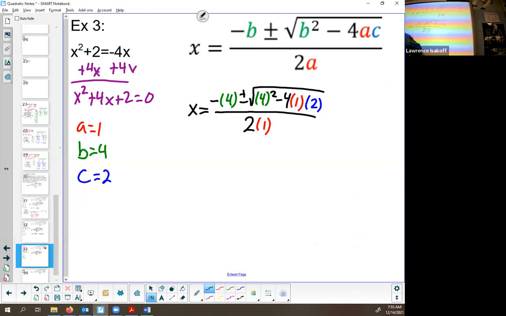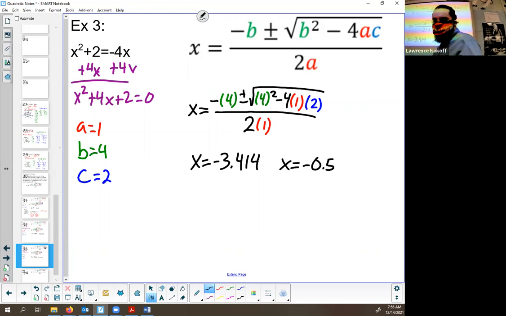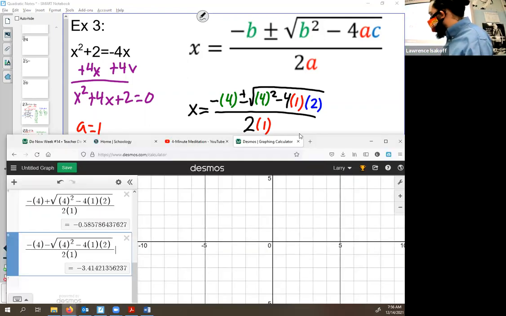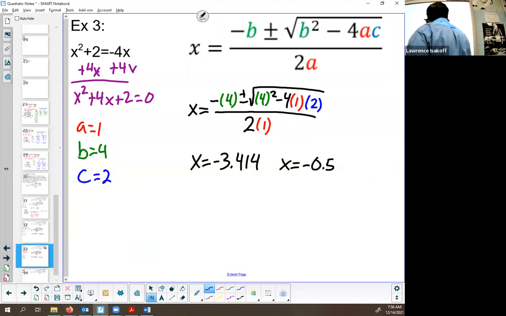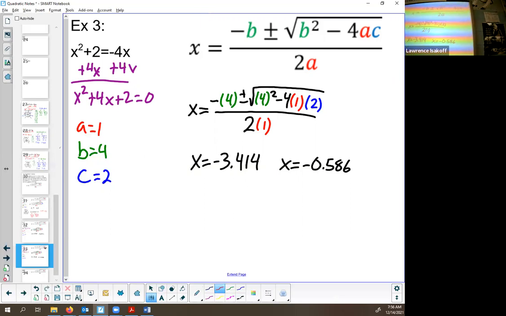That is x equals negative 3.414 and x equals negative 0.5, I think it was 87 or 86. There we go.